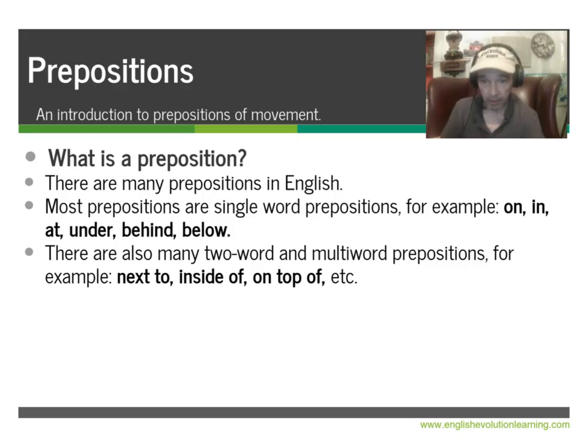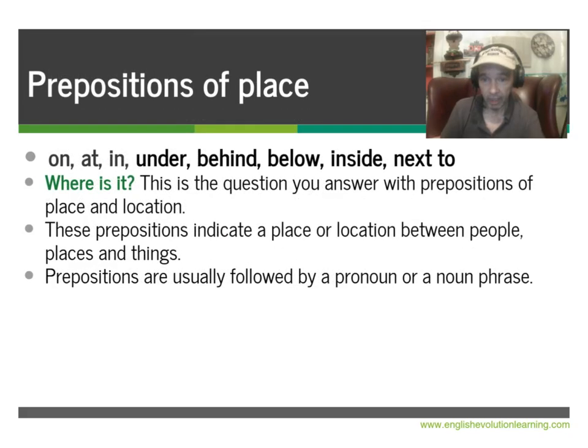There are many prepositions in English. Most prepositions are single word prepositions, for example, on, in, at, under, behind, below. There are also many two word and multi word prepositions, for example, next to, inside of, on top of, etc. On, at, in, under, behind, below, inside, next to are prepositions of place.